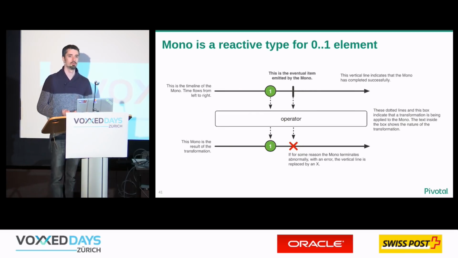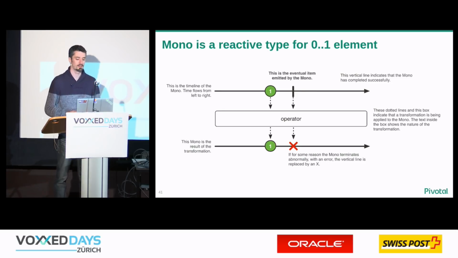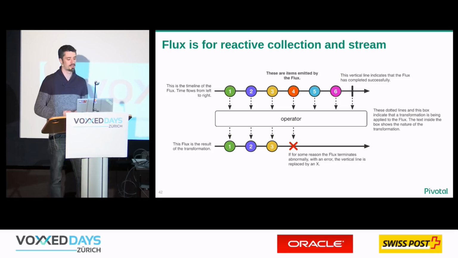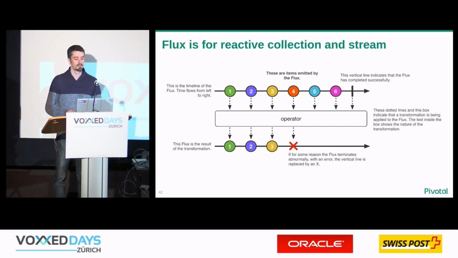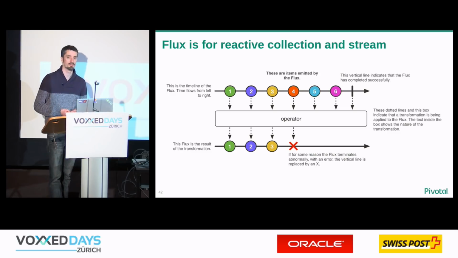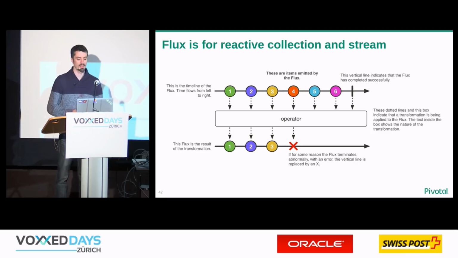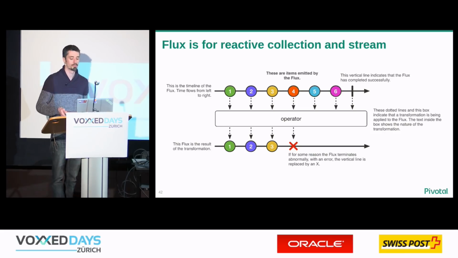Reactor provides two main reactive types. Mono, which is a reactive type for 0 to 1 elements. That's a kind of reactive promise, reactive future, a little bit like CompletableFuture. And Flux is for reactive collections and streams. That's similar to Flowable or Observable for RxJava. Both are based on reactive streams and provide a wide range of operators that allow you to transform the data.